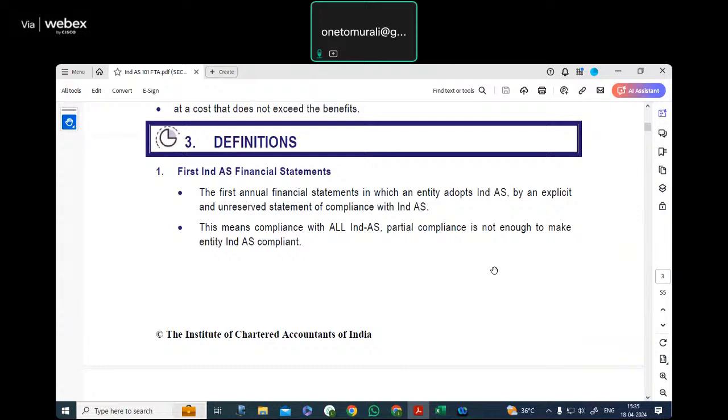It may be that an accounting standard is not applicable to you. For example, interim financial reporting may not be applicable to you, so you would not have taken it up. That does not mean it is a non-compliance. We have got to be very careful.